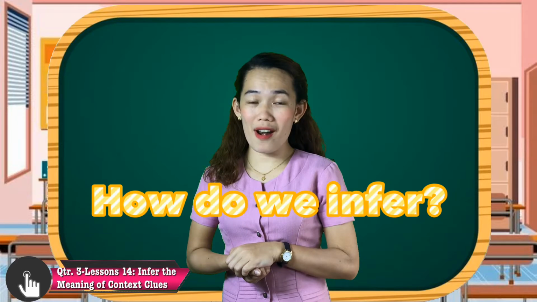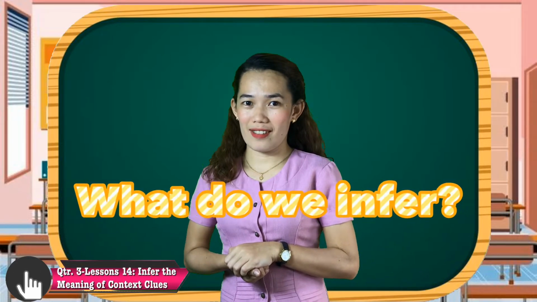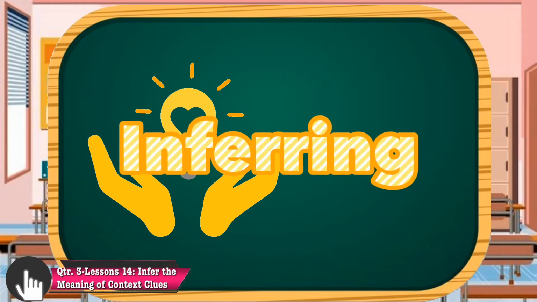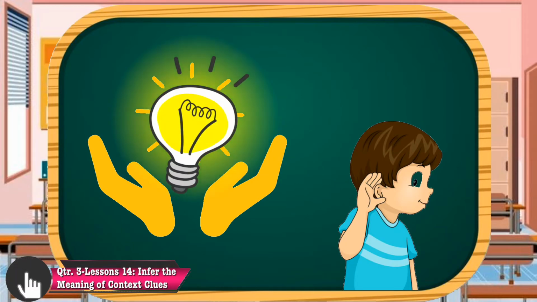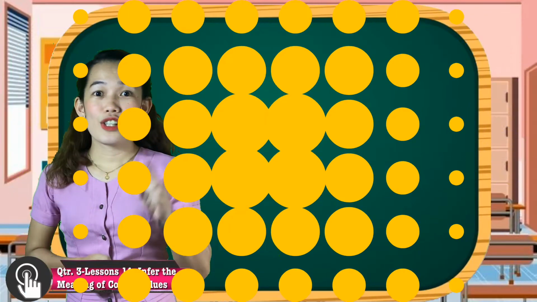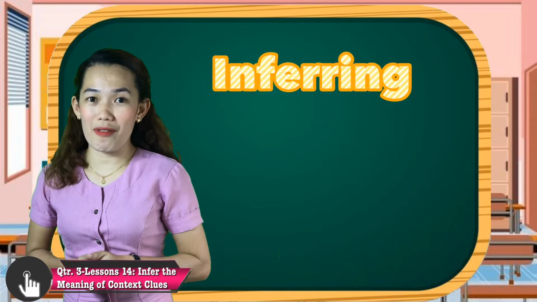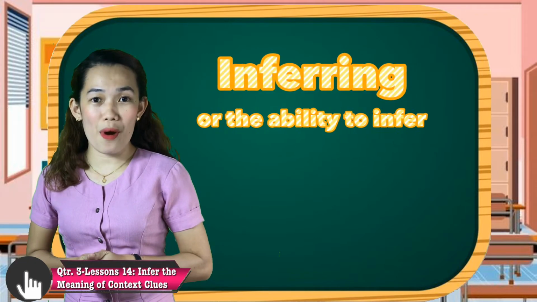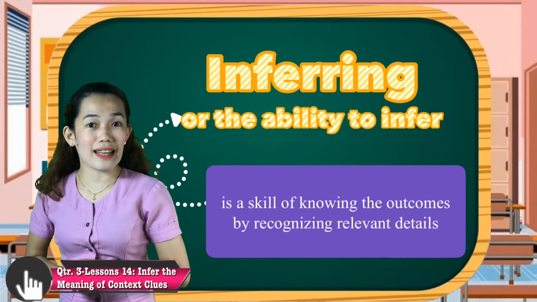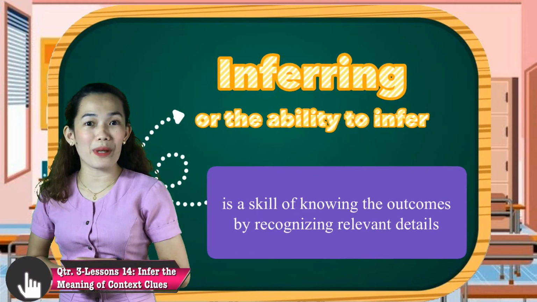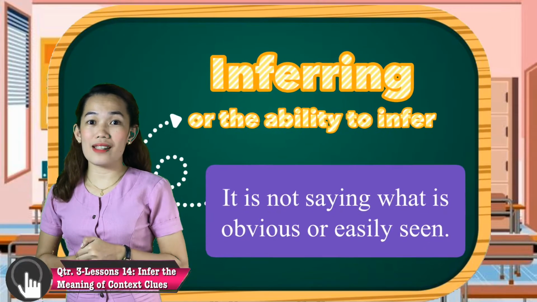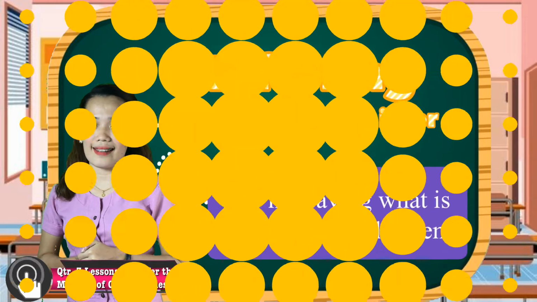How do we infer? What do we infer? In inferring, you have to listen attentively. Listening while someone is talking will help you grasp important details. A good listener can understand well. Inferring, or the ability to infer, is a skill of knowing the outcomes by realizing relevant details. It is not saying what is obvious or easily seen.